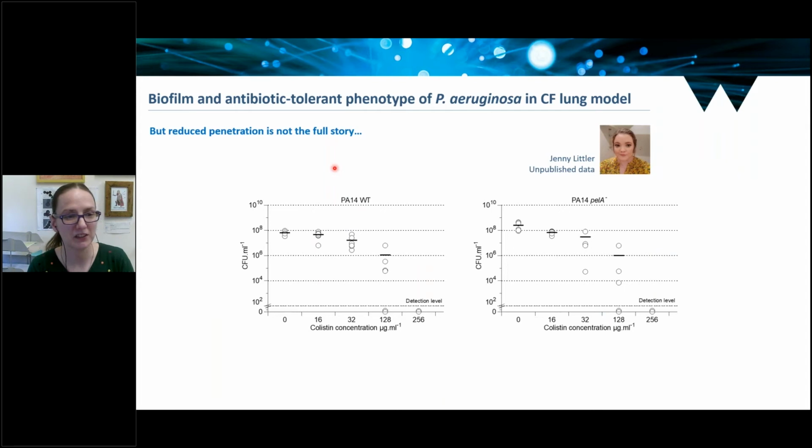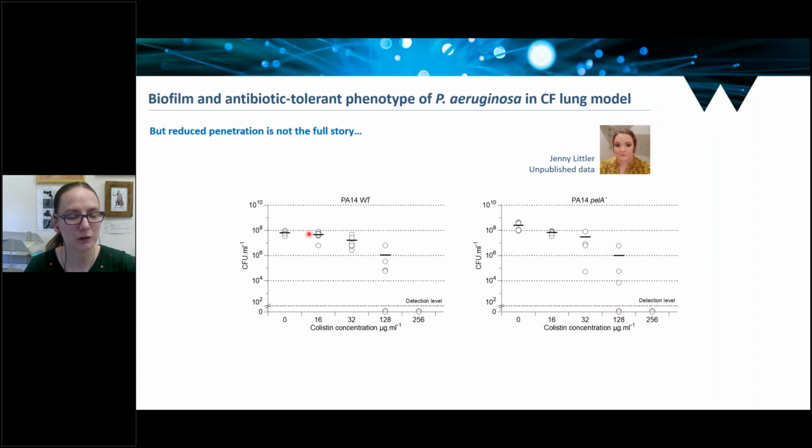But reduced penetration isn't the full story, because after we published this data, my PhD student Jenny repeated the experiment with one of the biofilm mutants which Mark introduced earlier, which is a Pel mutant that lacks one of the structural polysaccharides for making biofilm.